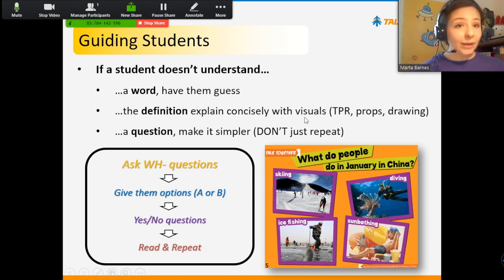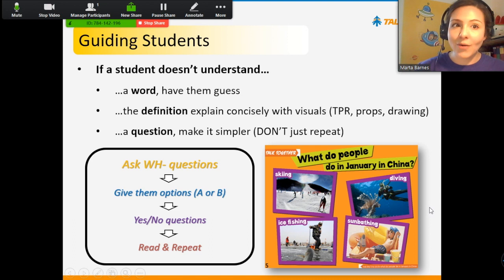So what that would look like in practice, I've used this slide as an example. So a WH question could be, what do people do in January in China? Say the student really doesn't know. They don't know how to answer. You give them options. Well, do you think they go skiing or diving?